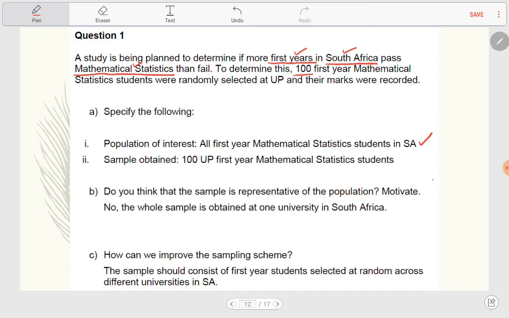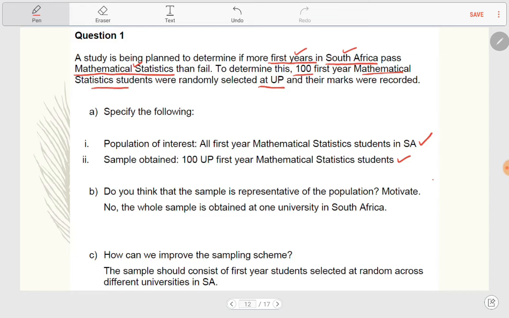So you must say the sample obtained is 100 first year students, specifically those who did mathematical statistics, and they are from UP. All those aspects need to appear in your answer for you to get the full marks if this was a test that I was marking.